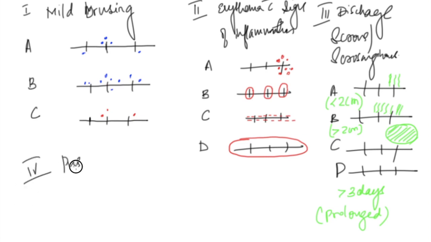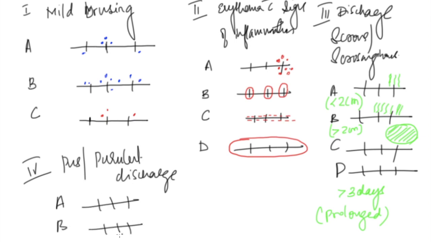Grade 4 is pus or purulent discharge. This is again A and B. Pus and purulent discharge I want to show with the red color only. So you're going to have pus at one point. This is the point from which your pus is coming out, and this is less than 2 centimeters. Again here, more than 2 centimeters. This is where you have a lot of pus coming from a lot of points. So this is grade 4B.